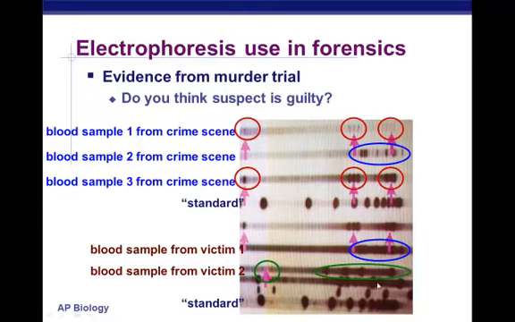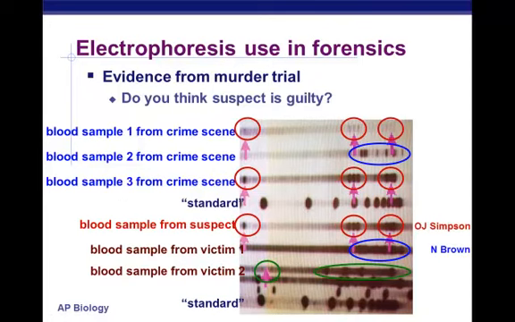Now here is blood from victim number 2. This is blood from victim number 1. You can see this blood at the crime scene came from this person. If you look now, this is blood from my suspect, and here's suspect blood from the crime scene. Obviously the suspect left some blood behind. This is actual evidence from an actual crime.